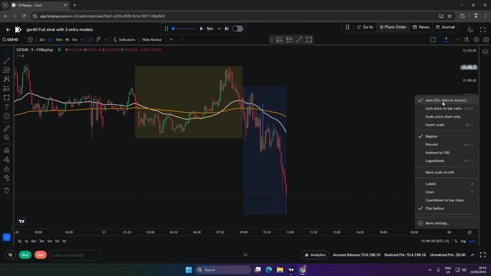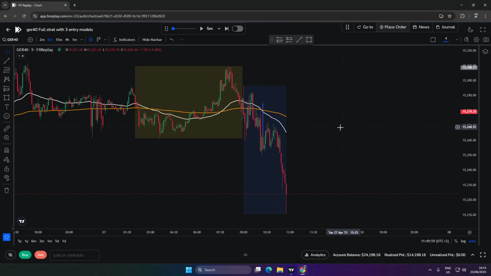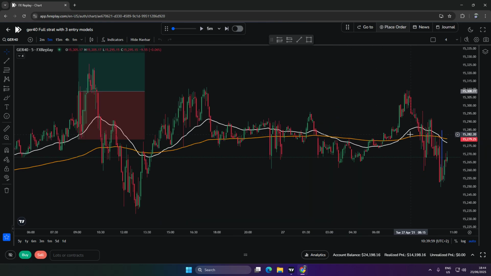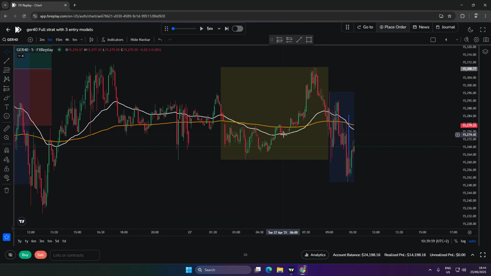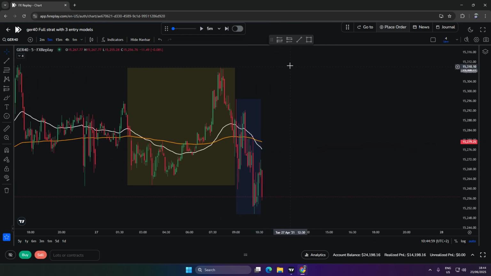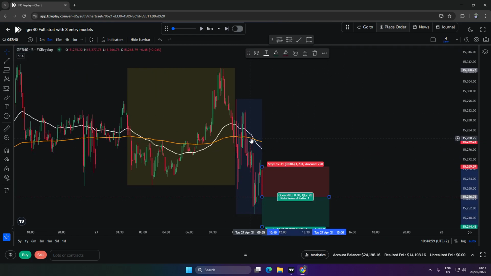Wait, I have to reset it. Maybe it was not that bad. Oh, it was bad. Okay, but our entry is here. So this is entry model 3. Even if it crossed over in London or in Asia multiple times, then it crosses again in Asia. This is still fine. It broke out to the downside with the EMA.